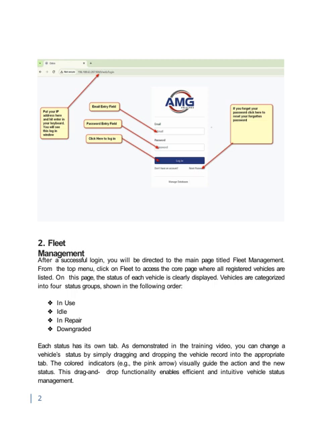As shown in the training video, managing vehicle statuses is straightforward. You can simply drag and drop a vehicle record from one tab to another to update its status. When you do this, you'll notice colored indicators, like a pink arrow, that visually guide you through the process and confirm the new status. This drag and drop feature is designed to make managing your fleet quick, intuitive, and efficient. It keeps everything organized and helps you respond promptly to changing vehicle conditions. Overall, this system supports our goal of maintaining a well-managed, reliable fleet.